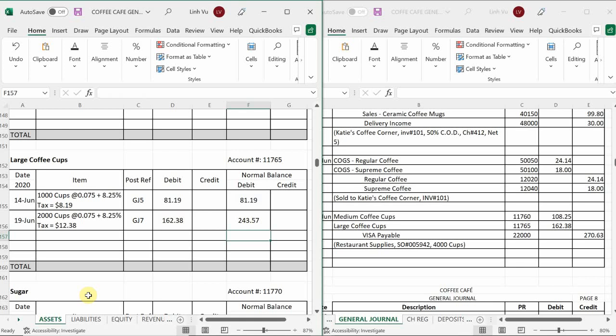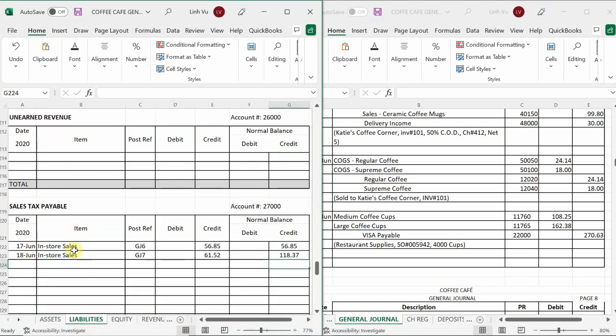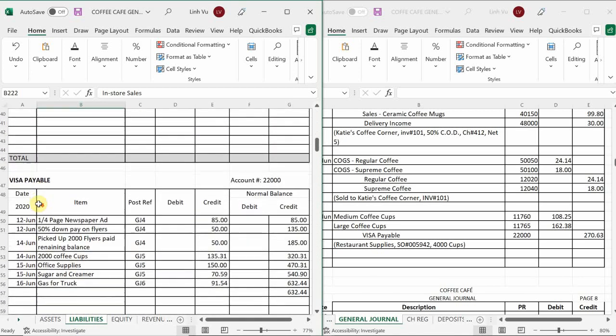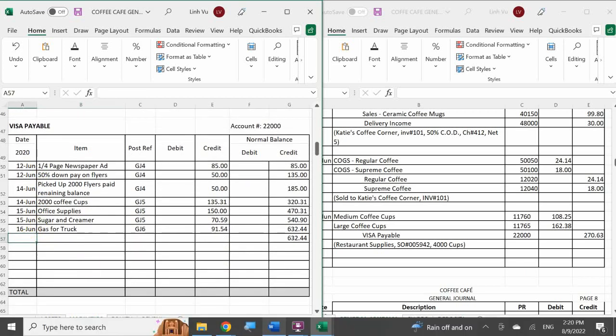And then we need to update the Visa payable. I said 2,000 paper cups. We want more than 4,000. Yeah, 4,000. $270.63.